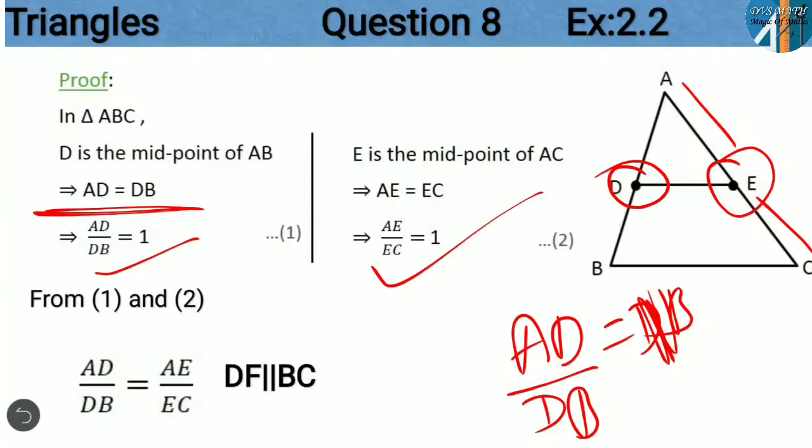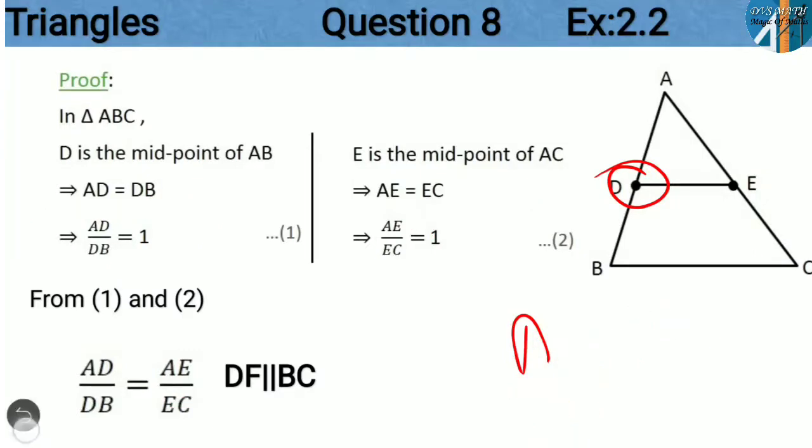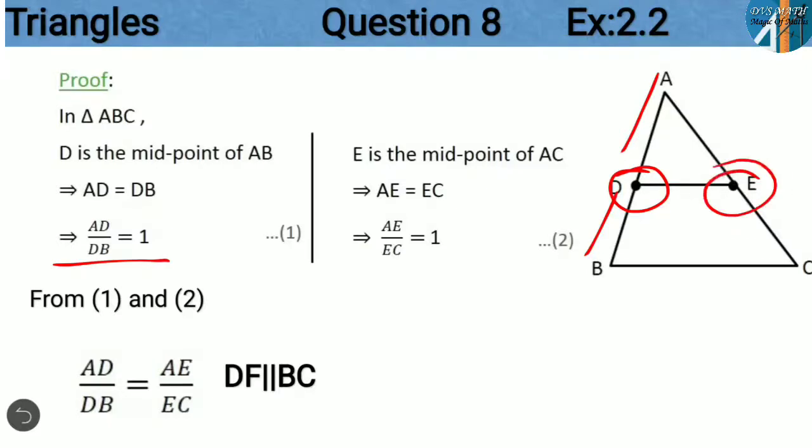Now you have equation 1 and equation 2. In both the cases, the RHS is equal to 1, so you can equate the LHS, that is AD by DB is equal to AE by EC. Please understand it. In the triangle, D is the midpoint, so we equate these two sides, AD equals DB. Taking to one side, it becomes AD by DB equals 1. Then E is the midpoint, so AE equals EC. Taking to one side, it becomes AE by EC equals 1. In both cases the RHS is 1, so equate the LHS: AD by DB is equal to AE by EC.